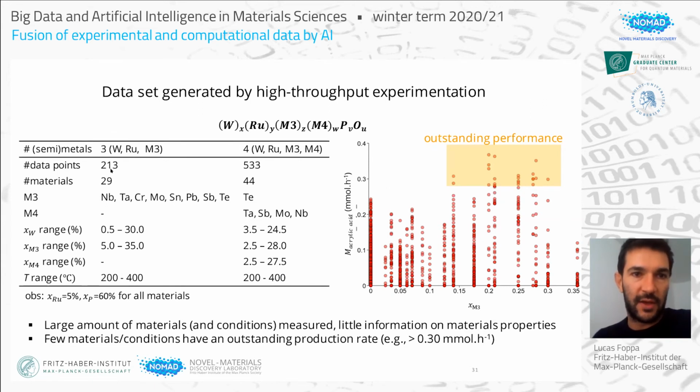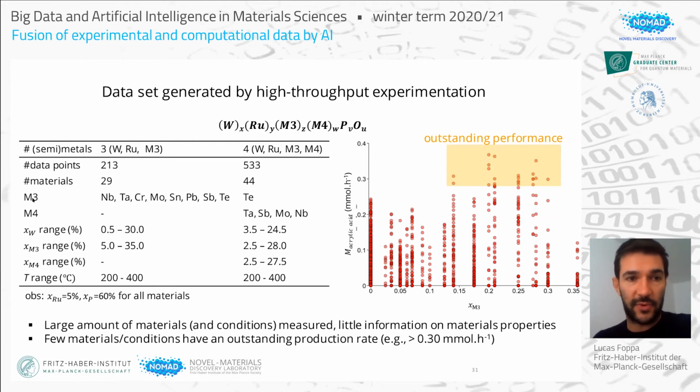So we have materials with 3 metals, so the tungsten, ruthenium, and M3, and then materials with 4 metals. Then we have M3 and M4. And this is the number of data points. So here we are talking about much larger data sets compared to before. So we have 200 or 500 data points, sorry. The number of materials is 29 and 44. So we have more data points because each material is measured at different temperatures.